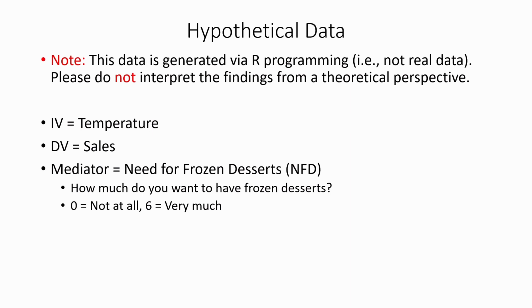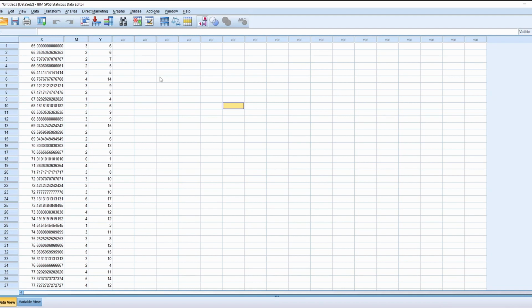You can say, okay, how much do you want to have frozen desserts? 0 is not at all, 6 is very much. Okay, now we're going to move to SPSS. I'm going to show you how we can do the analysis. This is the data in SPSS. As you can see, X is the temperature, N is the NFD, Y is the ice cream sales.